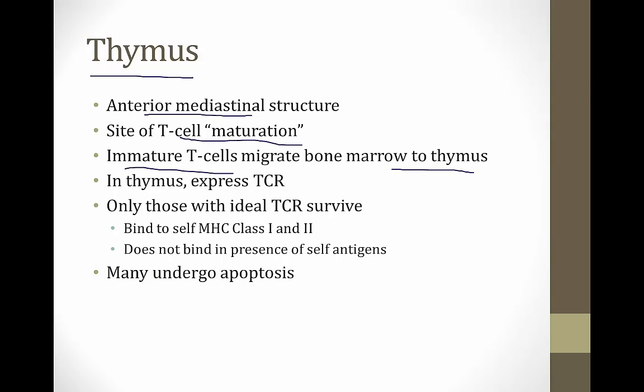Once they get to the thymus, they express the T cell receptor, and only those T cells with an ideal T cell receptor will survive. To be an ideal T cell receptor, you have to be able to bind to MHC class 1 and class 2, but you have to not bind in the presence of self-antigen. And most T cells that come to the thymus will undergo apoptosis because they don't have the ideal T cell receptor.